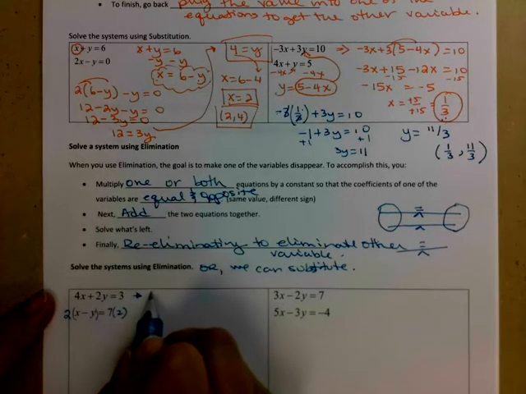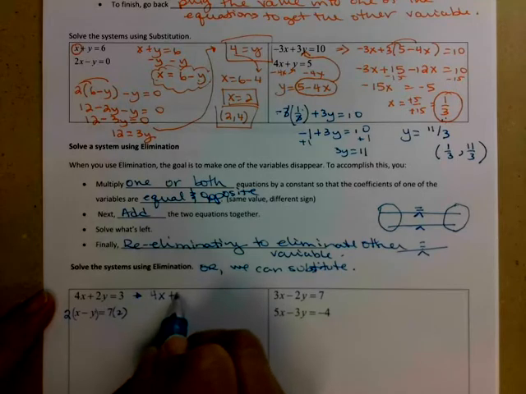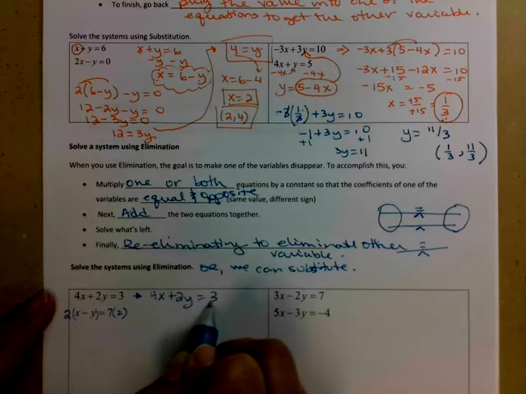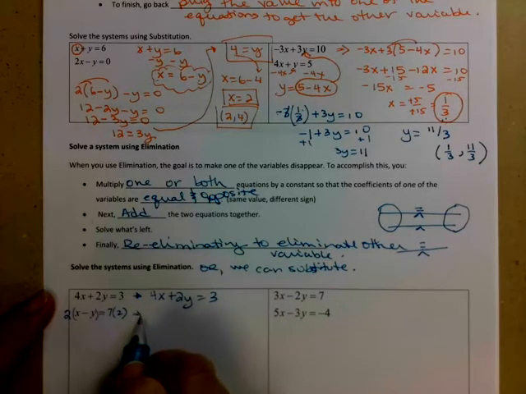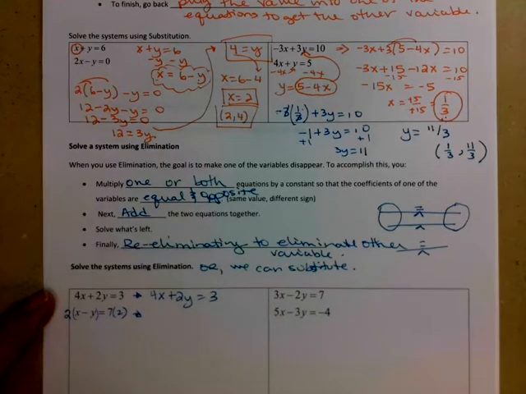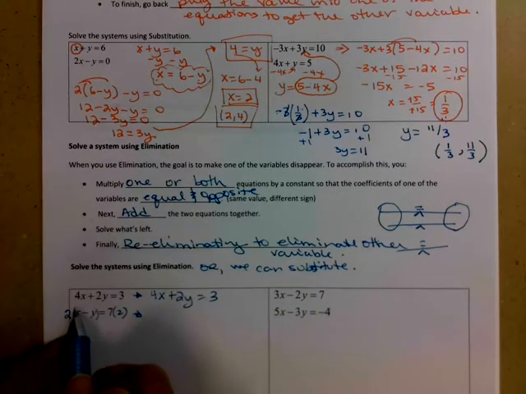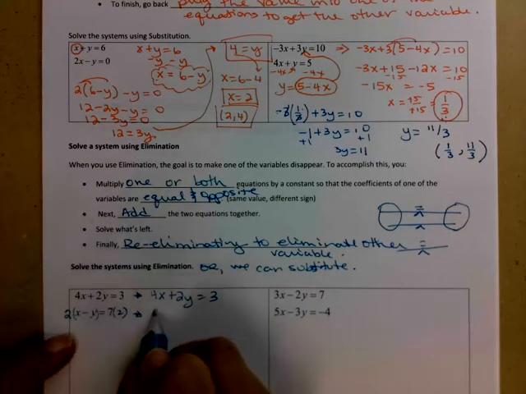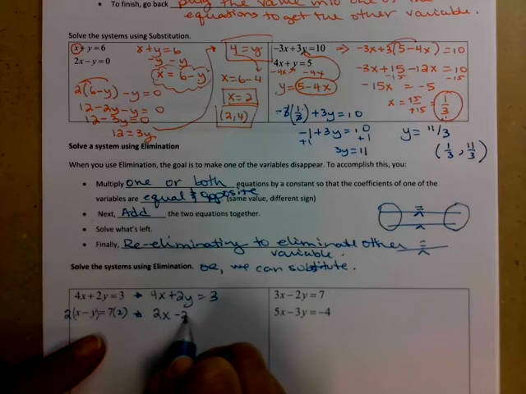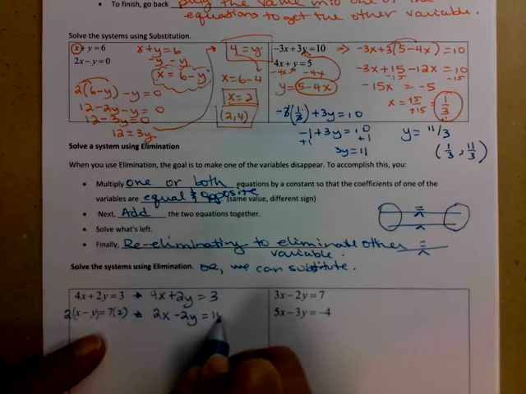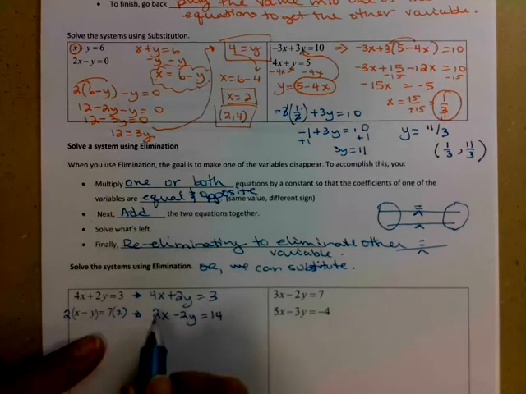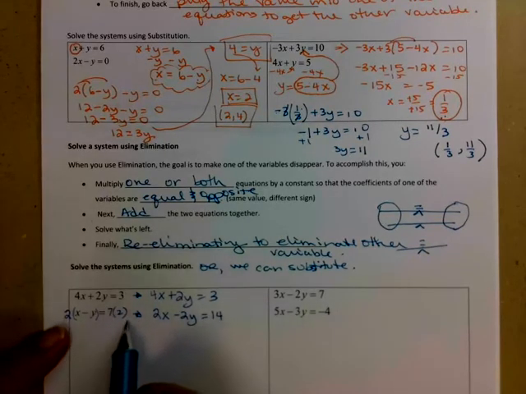Top equation, I'm not going to do anything to. I'm just going to copy it down, copy it across. So for the second equation, or the bottom one, the 2 distributes on the left. 2x minus 2y equals 14. So this equation is equivalent to the one we started with.